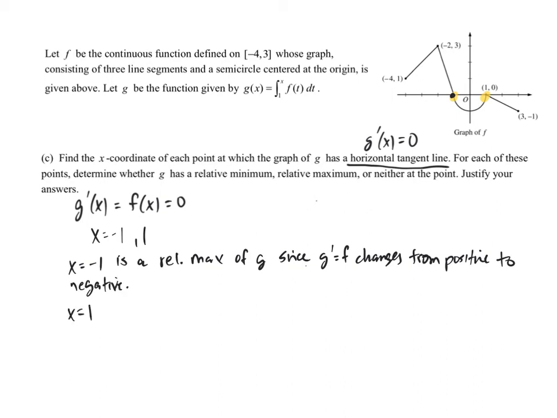Now for the second critical point, or the second point where g has a horizontal tangent line, x equals 1, what I notice is that the derivative, which in this case is f, does not change signs. And whenever the derivative does not change signs, that means that the point is neither a max nor a min. So I'm going to write here that x equals 1 is neither, since g prime, which is equal to f, does not change signs.